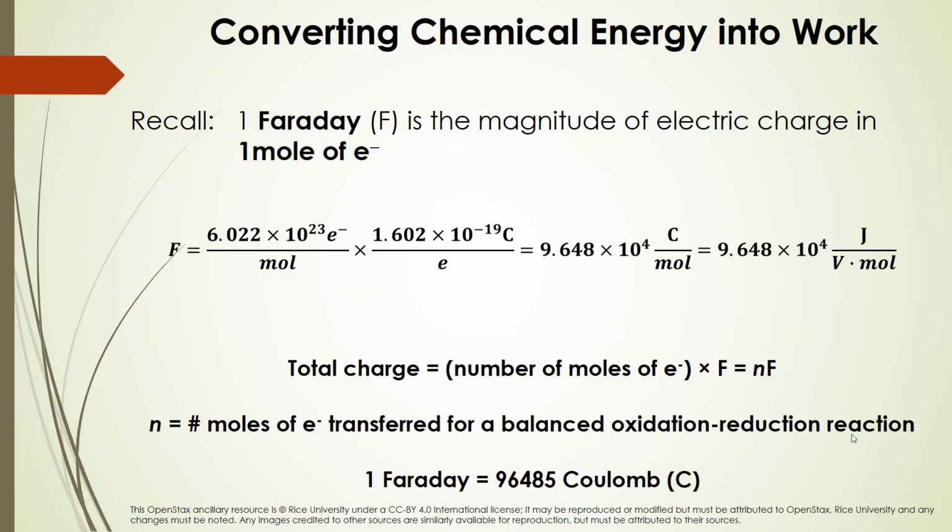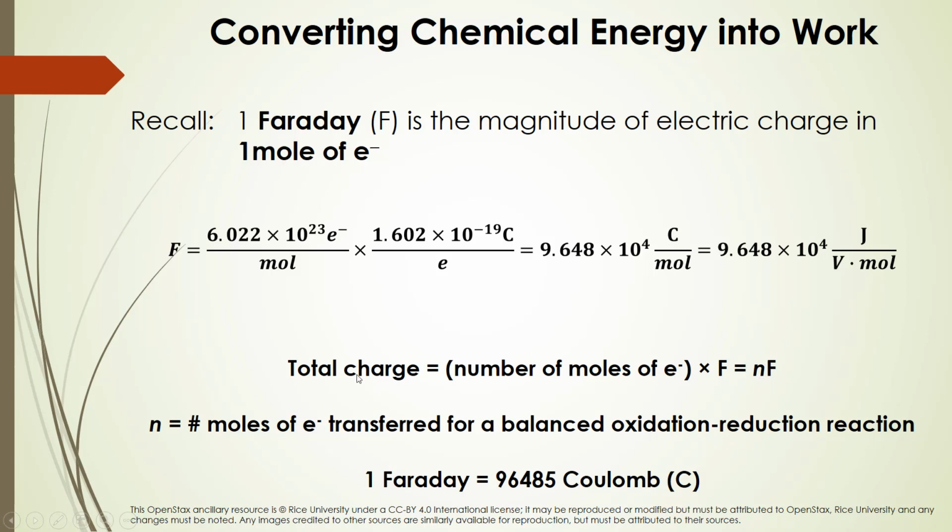So remember that 1 Faraday is the magnitude of electric charge in 1 mole of electrons. And I have just shown that conversion here. So here's our mole of electrons, and there's the coulomb per electron, and that gives us basically the quantity for Faraday's constant. The total charge that is transferred in any of these reactions is the number of moles of electrons times Faraday's constant, so nF.